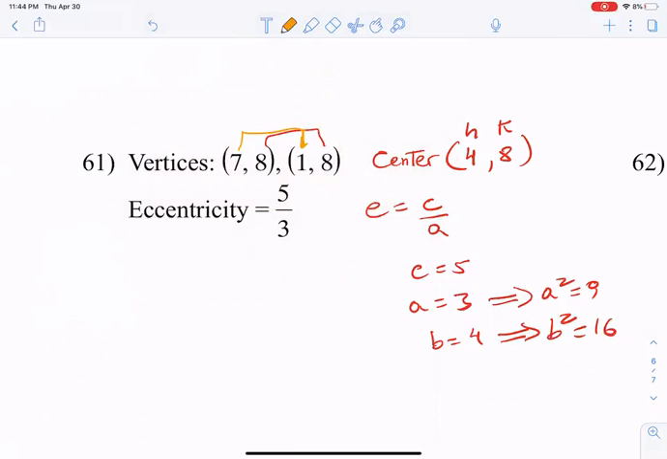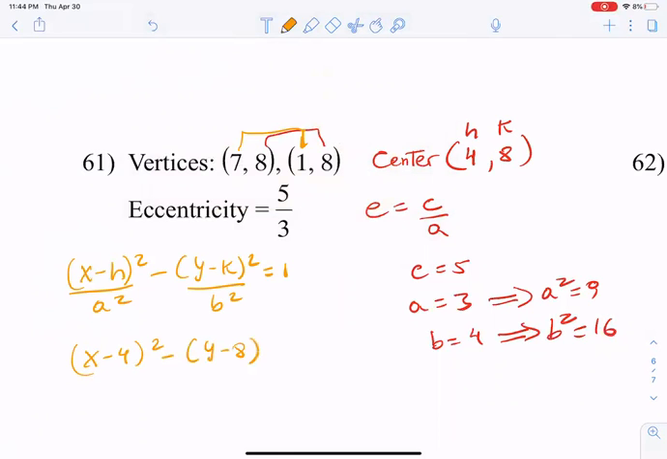So the equation that I need is x minus h squared over a squared, minus y minus k squared over b squared, equals 1. This is a squared, this is b squared. Let's plug it in and we're done. So this is x minus 4 squared over 9, minus y minus 8 squared over 16, equals 1. What's a and what's b? a squared is 9 and b squared is 16. That's the answer. Okay, let's check. Yeah, so that's correct.